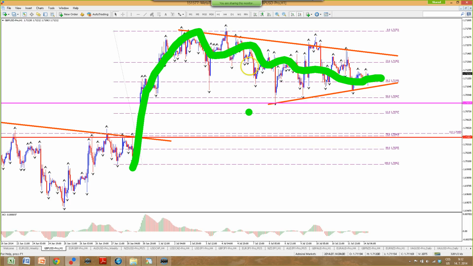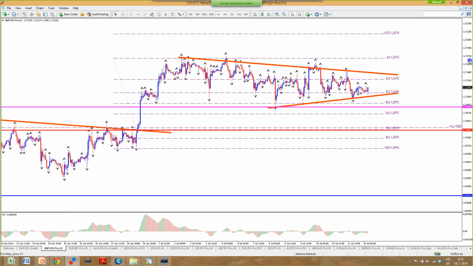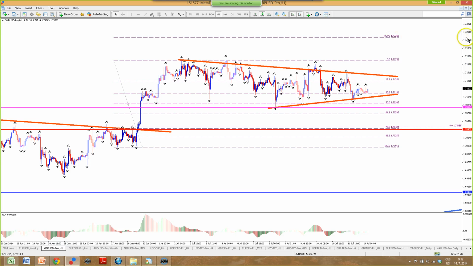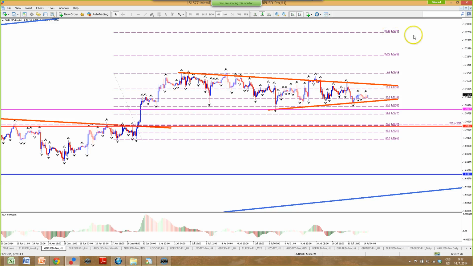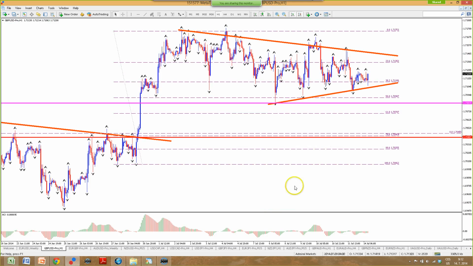So key lines: the orange resistance line and the magenta support line. One of these two is probably going to break. I want the orange line to break today, and then the targets could be 172.20, the minus 272 target, and 172.80, the minus 618 target. All right, so those will be what I'm aiming for upside.